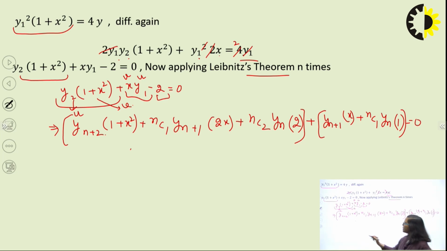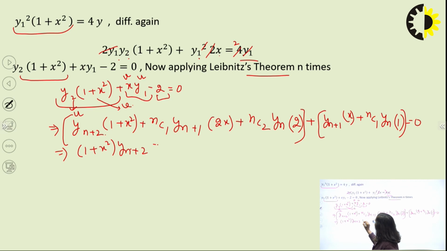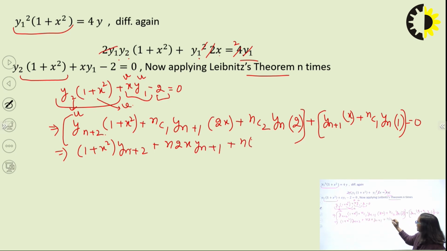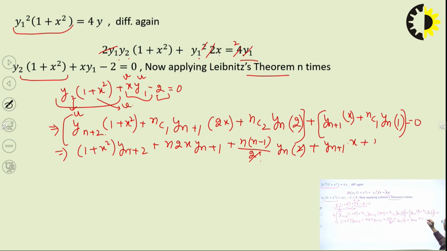Now just writing the next step, we get (1 + x²) y_{n+2} plus nC1, we know that this is n into 2x y_{n+1}, nC2 we know that it's n(n−1)/2! into y_n into 2, and this 2 will cancel out, plus the next term is y_{n+1} into x, nC1 is nothing but n, into y_n, equal to 0.